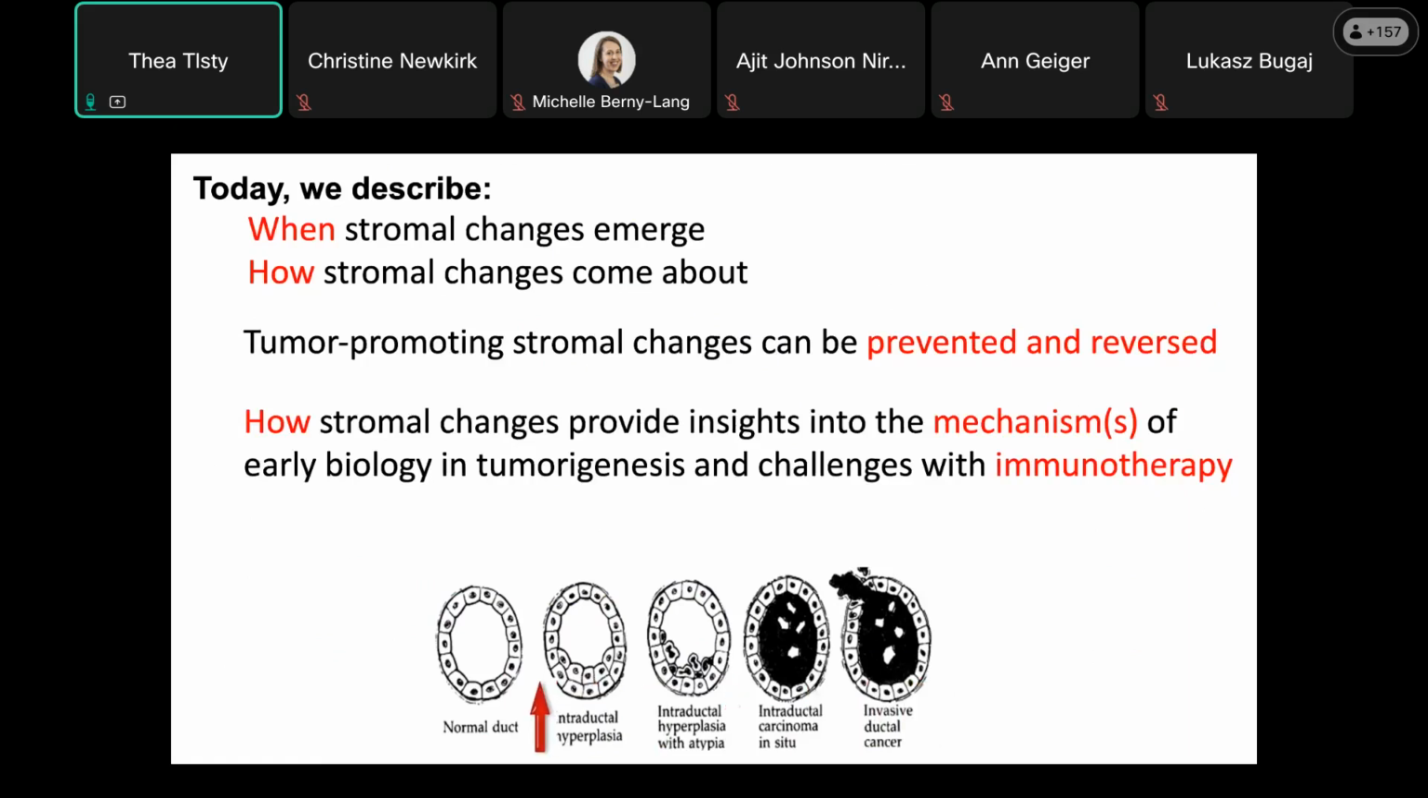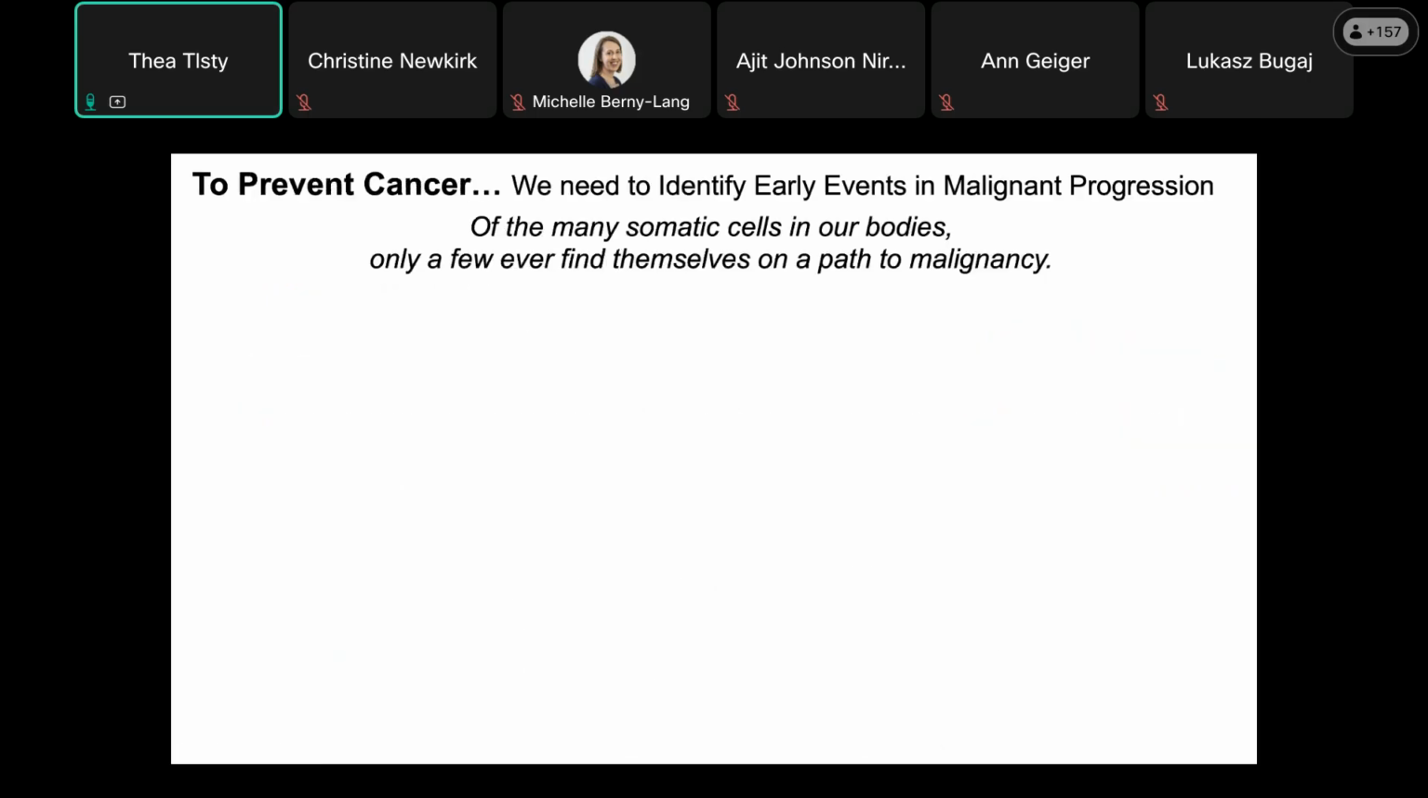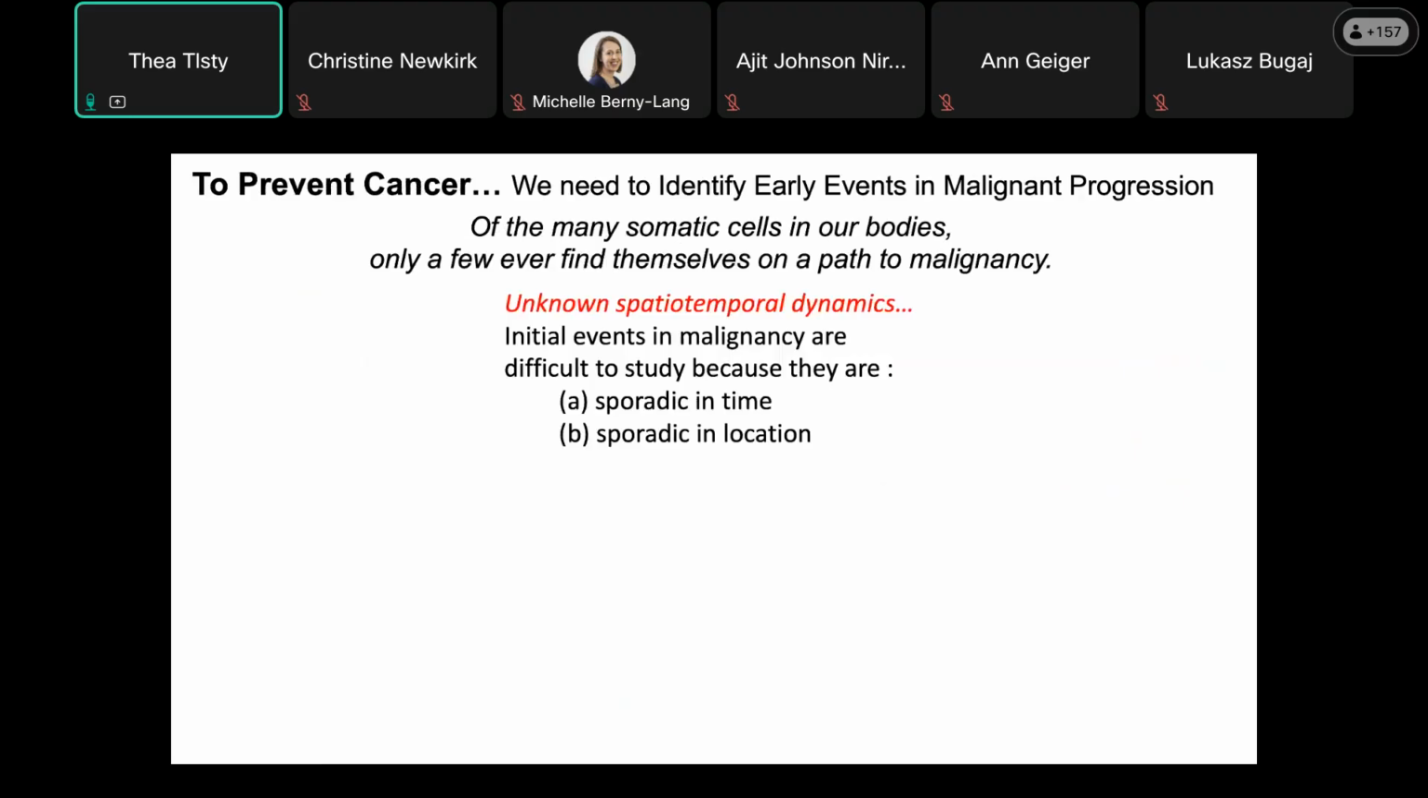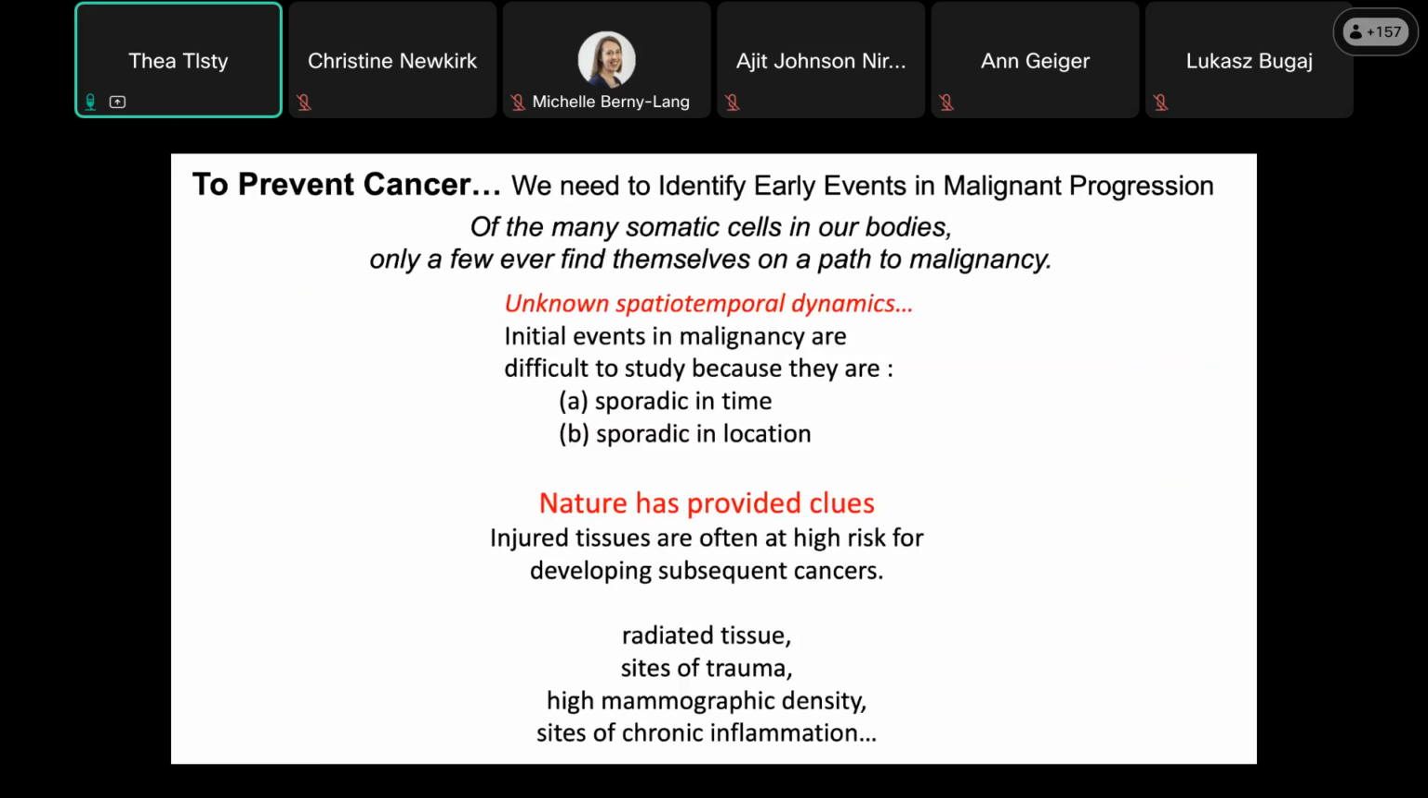And I'm going to start at the beginning. Most people start with carcinoma-associated fibroblasts and a fully formed tumor. I'm going to go all the way to the beginning to start the story and continue it. This is difficult because of the many somatic cells in our body, only a few of them ever find themselves on a path to malignancy. The initiation of cancer is sporadic in time and place, so it's really hard to study. But nature has given us a clue that has given us an edge here.